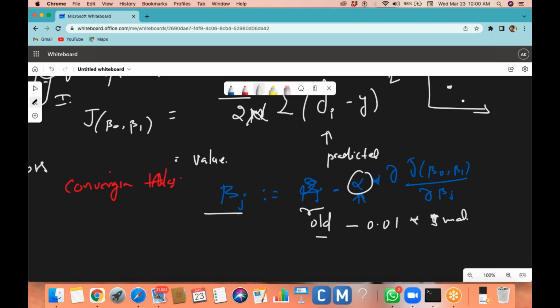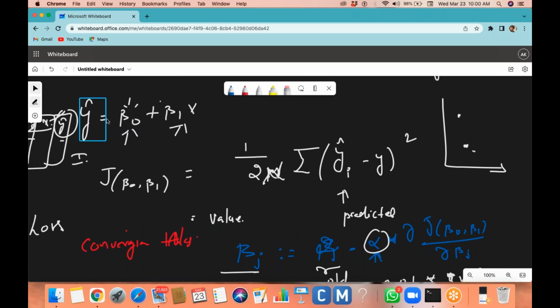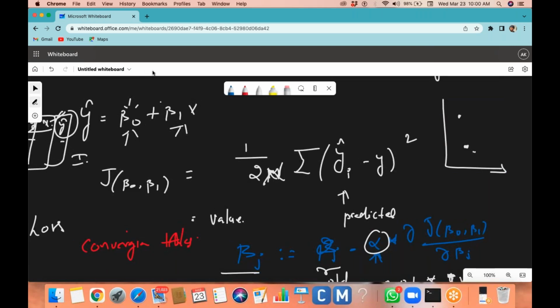with the help of these beta values only, you update the y hat, then go with the loss function, then go with the convergence theorem. You keep on doing this until it converges to a smaller value. This is the algorithm, guys, nothing else. This is exactly the algorithm working behind simple linear regression or multiple linear regression.